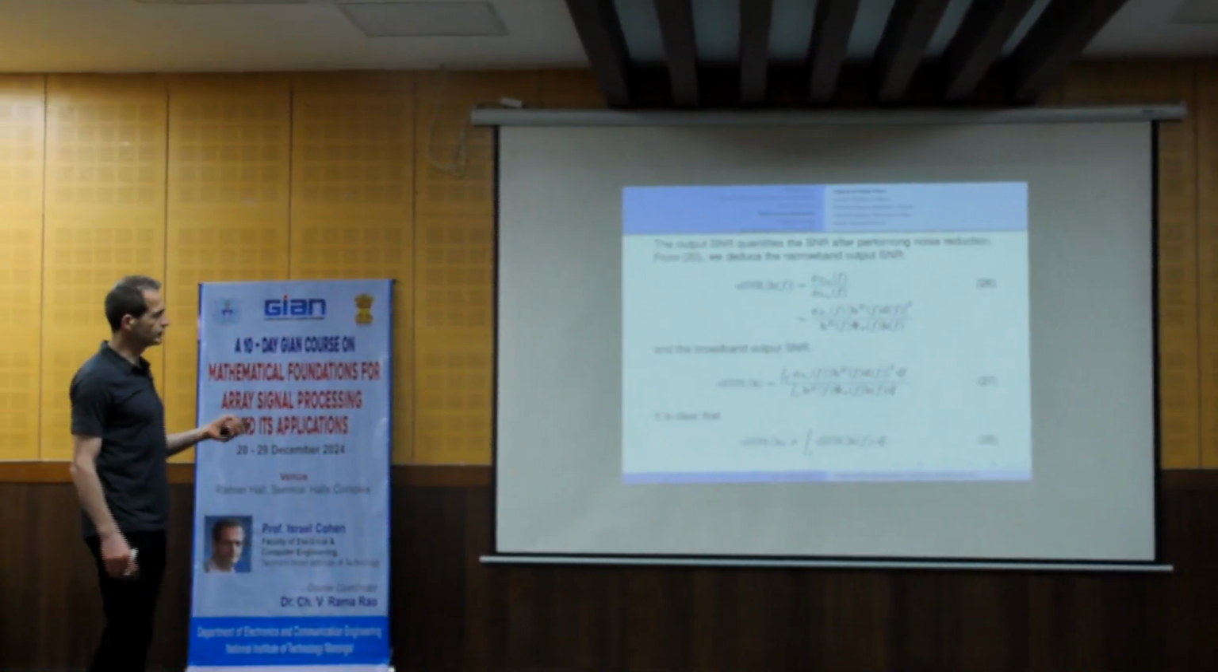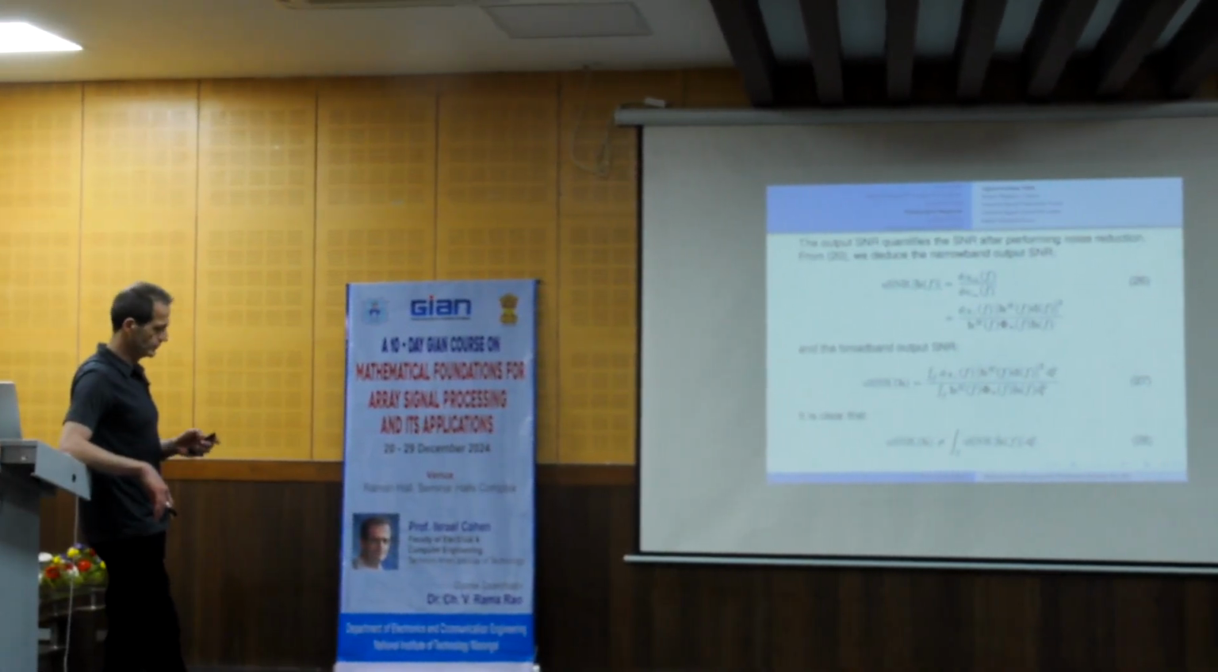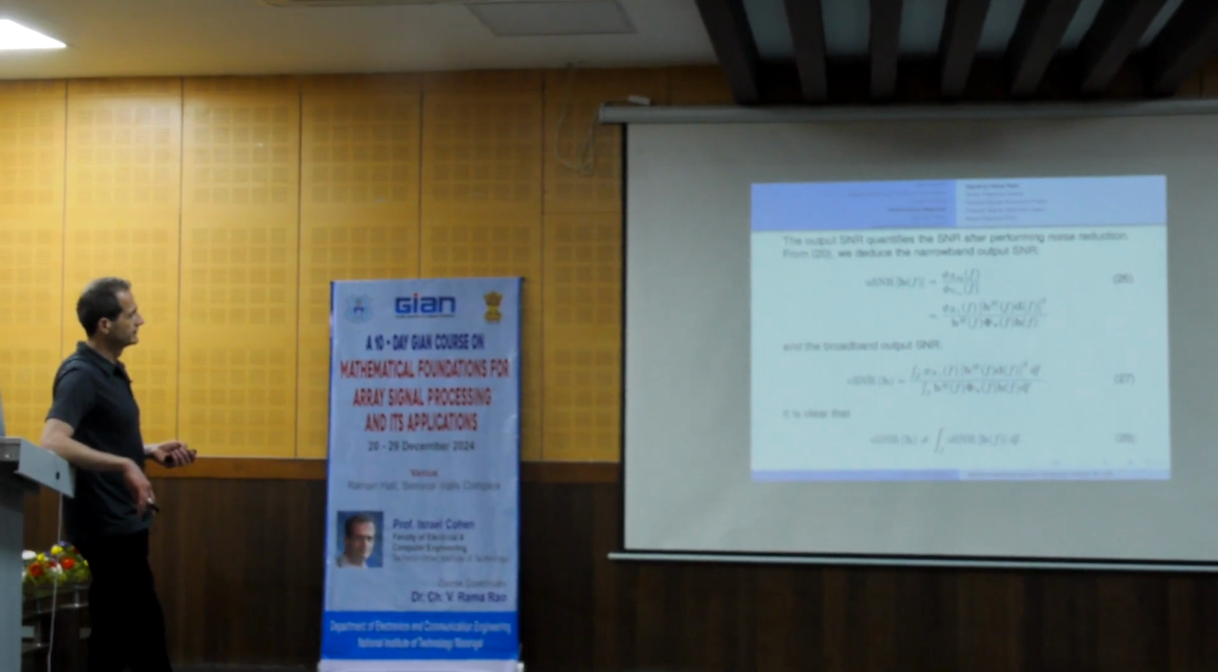This is for the narrowband; you can compute it also for the broadband when we reach the MVDR. The broadband output SNR is the integral of the total power of the desired signal at the output of the filter divided by the total power of the residual noise at the output of the filter. And of course, for the broadband output SNR, we don't have that it's an integral of the narrowband output SNR. It's different.